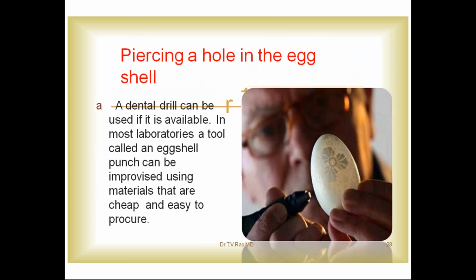Piercing the hole in the eggshell. A dental drill can be used if available. If not available, some other material is used. In most laboratories, a tool called an eggshell punch can be improvised using materials that are cheap and easy to procure. That is called an eggshell punch. Before inoculation, we have to punch the eggshell, meaning a very small amount of shell is broken through by that punch. That is why, in the absence of a dental drill, we can use an eggshell punch.